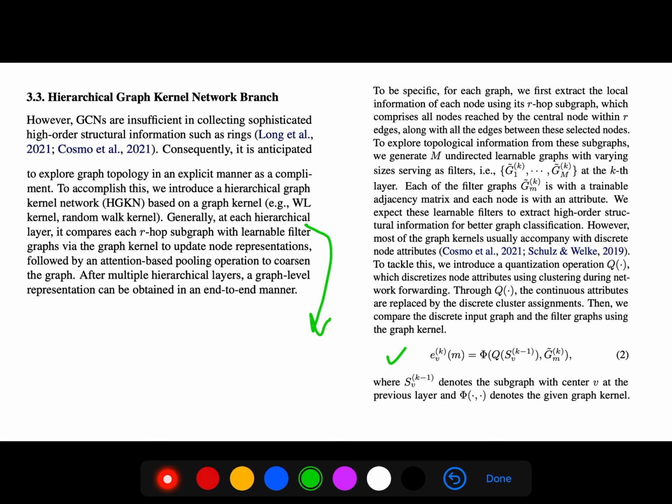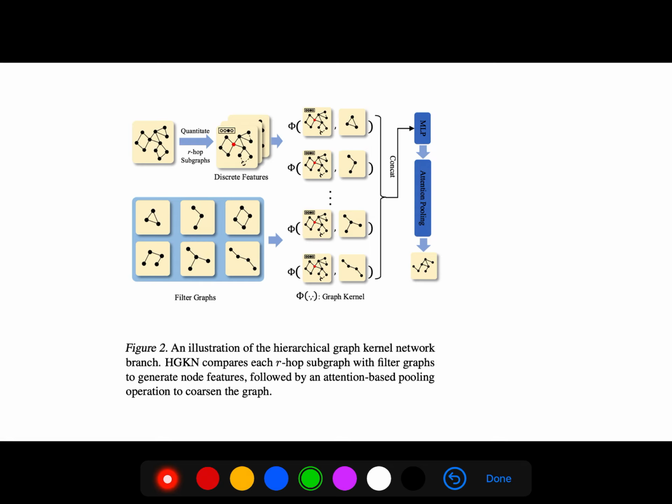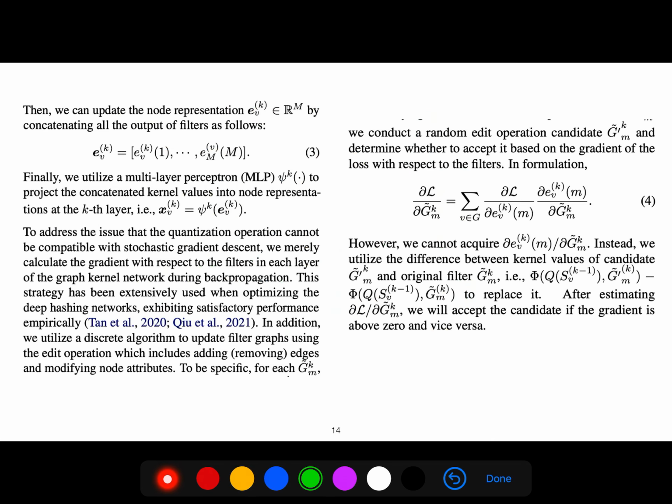He had expectation over those kernels, and so this is the same paradigm. But now here we have R-hop subgraphs. R-hop is the same as Professor Bronstein, and filter graphs. But for Professor Bronstein's approach, we learn the filter graphs. And we find the graph kernel, then finally attention pooling, because we want to coarsen the graph. We update the node representation by concatenating all output of filters.